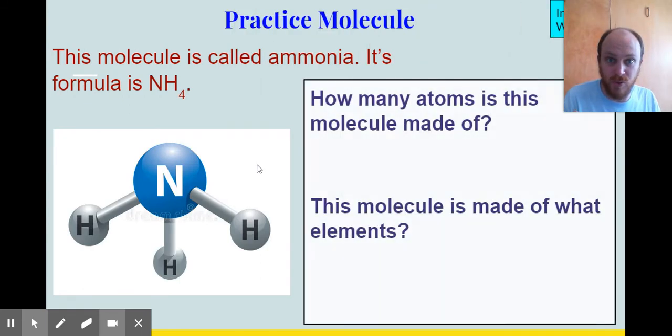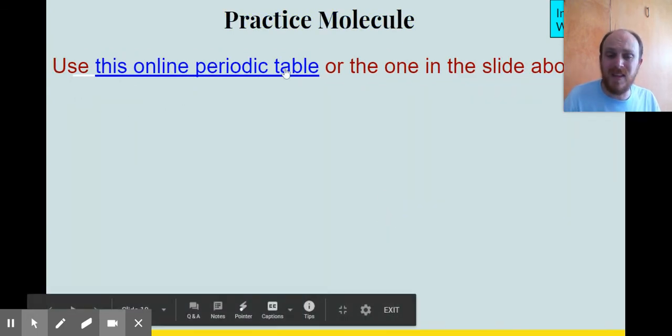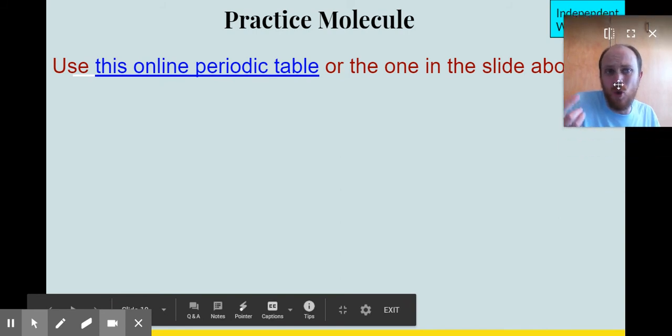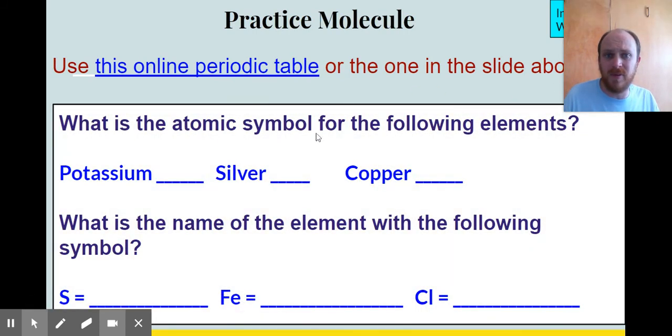This molecule is called ammonia. How many atoms is it made of? What elements are in it? Here's a link to the periodic table, or you can go up and use the one above. I want to know, what are the atomic symbols for potassium, silver, copper? Put the symbol in here. Remember, those are the letters that we use as the shortened version of it.